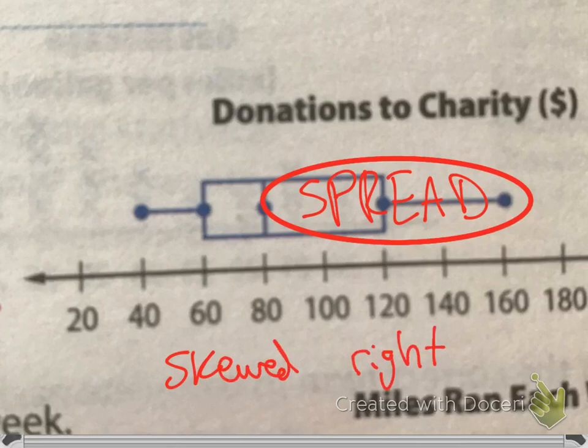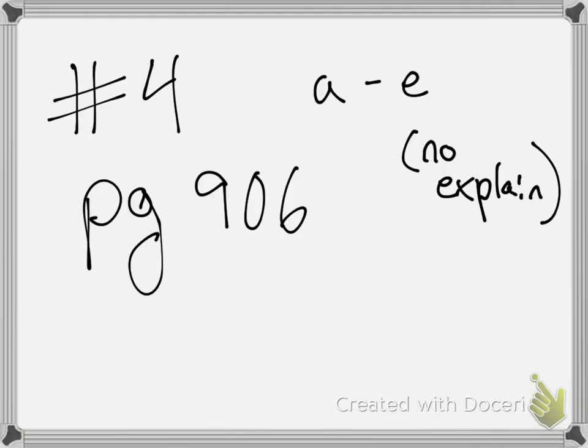For the last thing, a good practice problem for you, hint, hint, hint, would be to do number 4, A through E, on page 906. You do not have to do that explain portion, but do number 4 on page 906, A through E. Excellent. I look forward to seeing all the high scores on the Chapter 12 test.